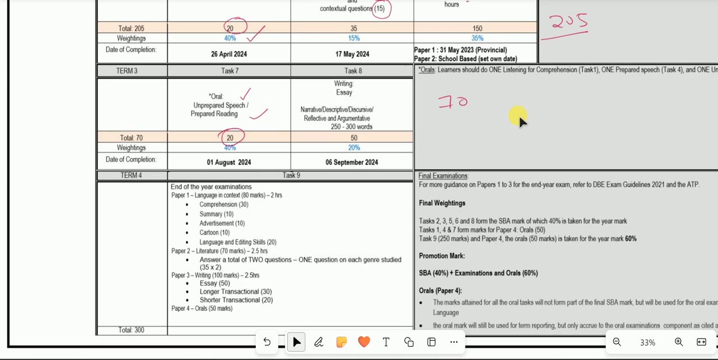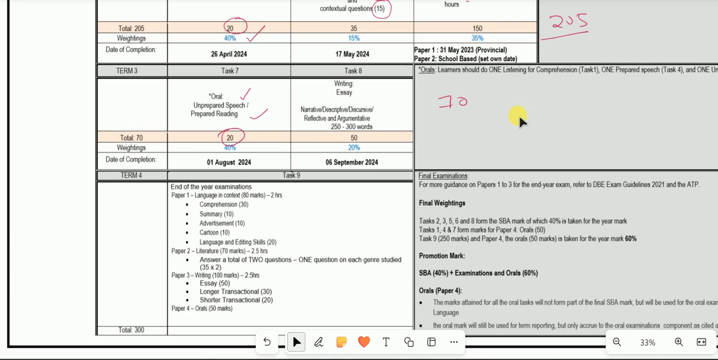In the interim, your teachers are going to continue to expose you to various formats, if not types of writings. So in task number 8, term 3, you are going to write an essay, which is narrative or descriptive. So you are going to go through all the types of essays. I believe that I do also have a video where I discussed essays. So the total for term 3 is 70 marks.